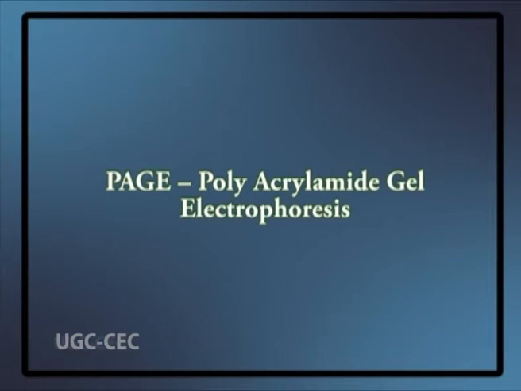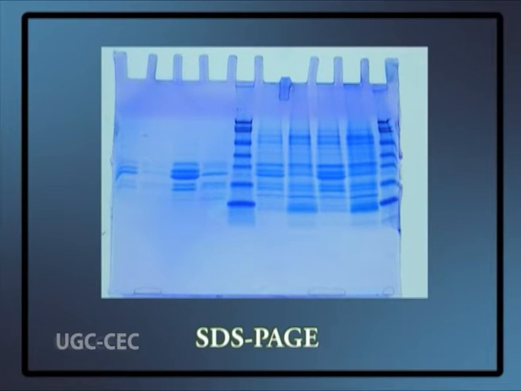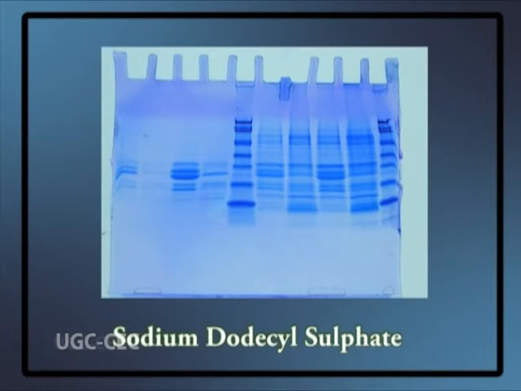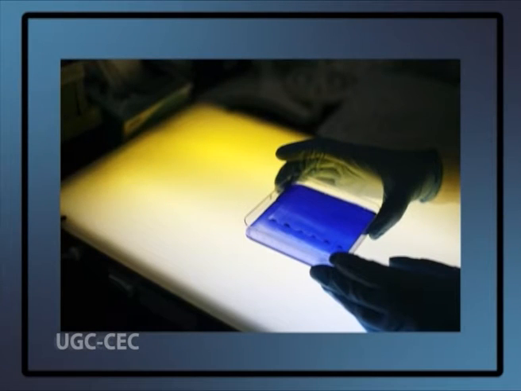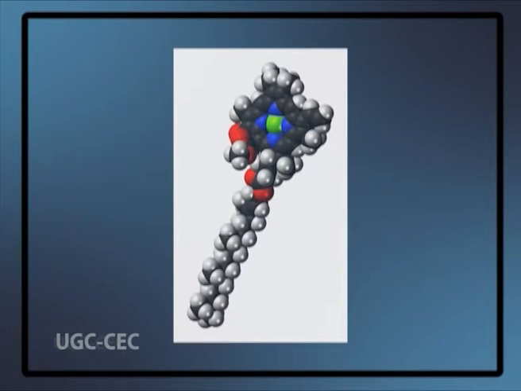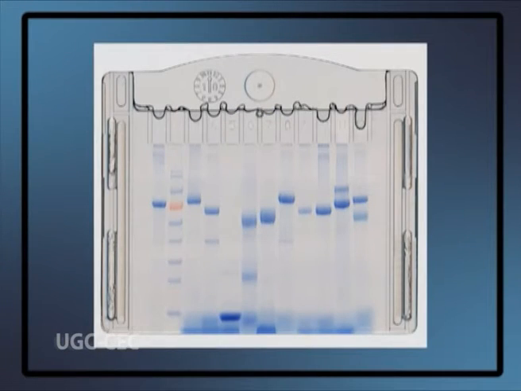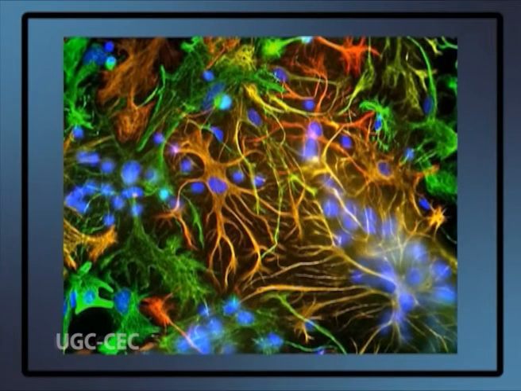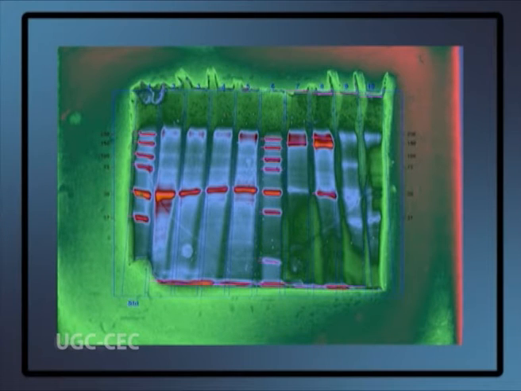PAGE can be of two types. One, SDS-PAGE, which is a modified version of PAGE whereby sodium dodecyl sulfate, SDS, is used. SDS is an amphipathic surfactant which denatures proteins by binding with its hydrocarbon tail. In SDS-PAGE, separation is based upon the molecular weight of proteins, and it is the most common method for determining the molecular weight of proteins. It is also useful for checking purity of protein samples.